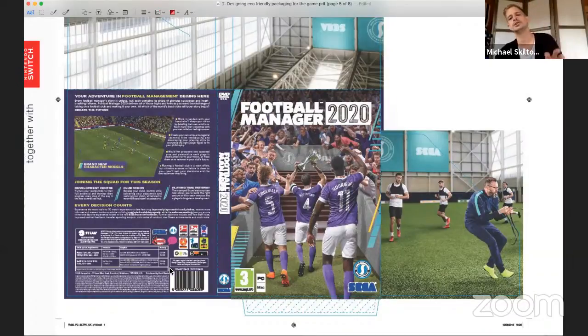Okay, so all of that information, and really, really importantly, guys, on the back is the barcode, so that the retailer can scan that in order to make that sale.